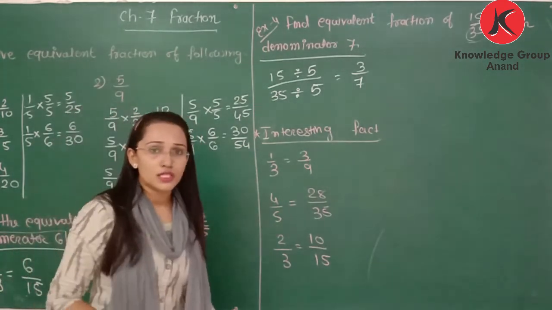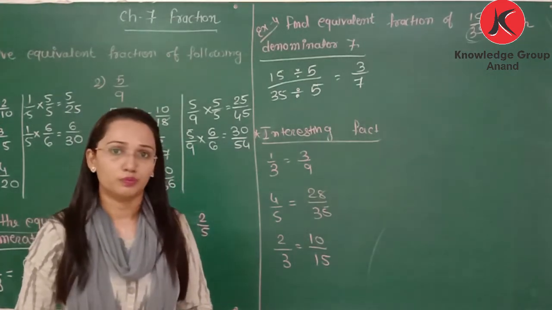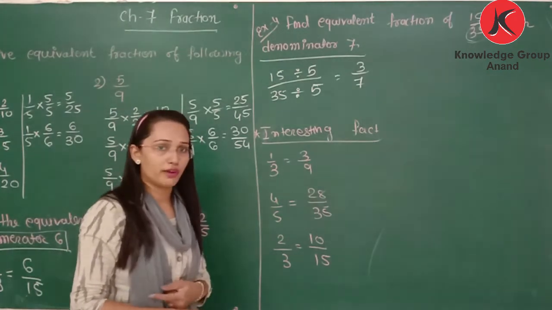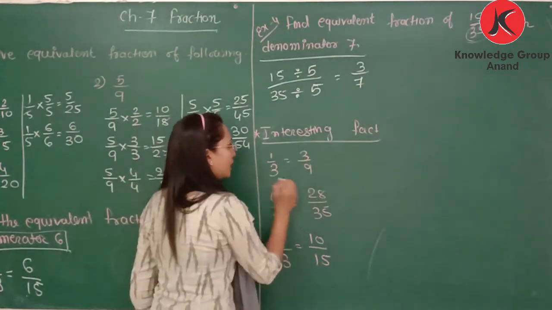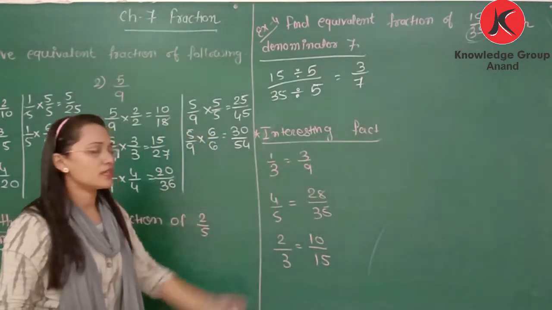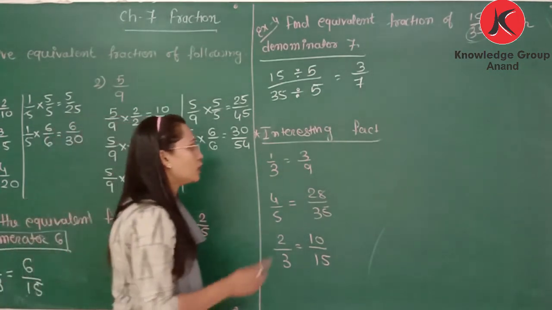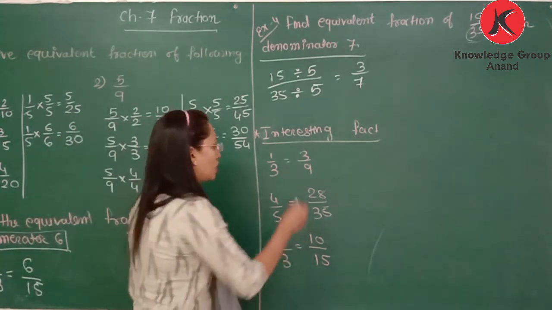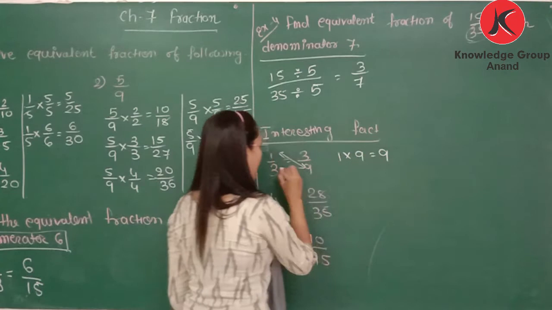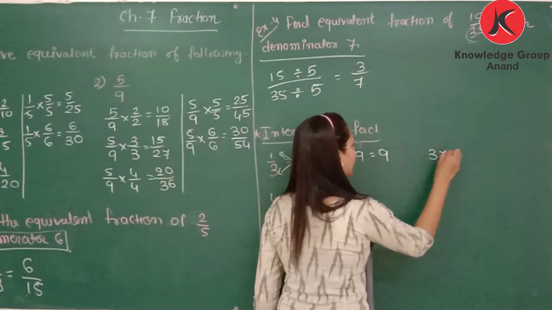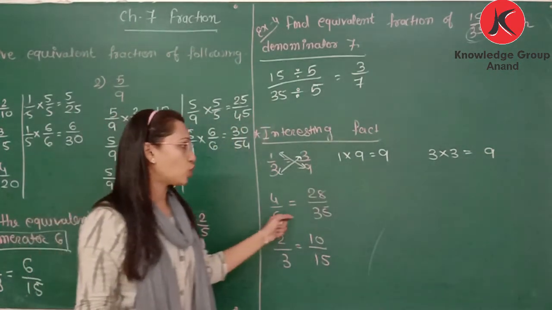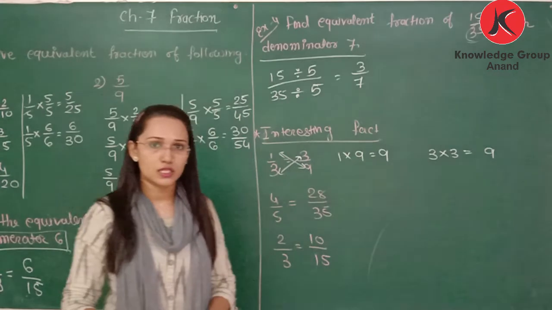Now, one interesting fact is there in equivalent fractions. That will help you to find the blank in an equivalent fraction. So let's start. Here, 1 by 3 and 3 by 9 are equivalent fractions. Equal to means they represent equivalent fractions. So if we perform the cross multiplication, if we multiply 1 with 9, we get 9 and 3 with 3, we also get 9. Means in equivalent fractions, if we perform the cross multiplication, the answer will be the same.